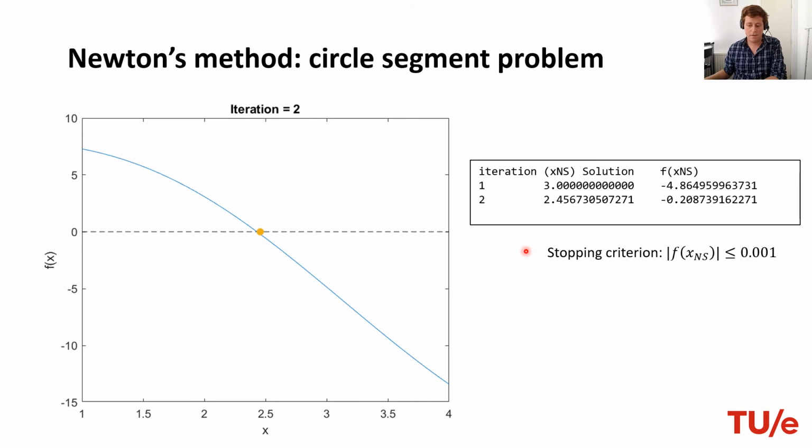And again, we do the same. So we evaluate the function, we draw the tangent line, and we then update the solution based on where this tangent line crosses the x-axis. And we see that here in 3 steps, we have already reduced this function value below our tolerance, which was pre-specified at 0.001.